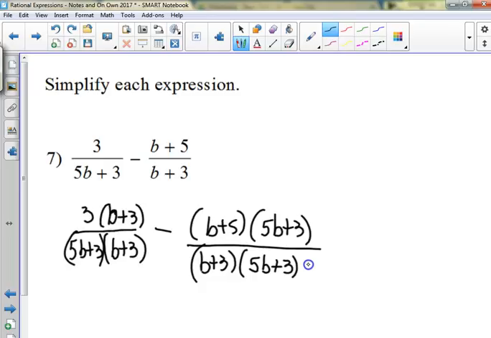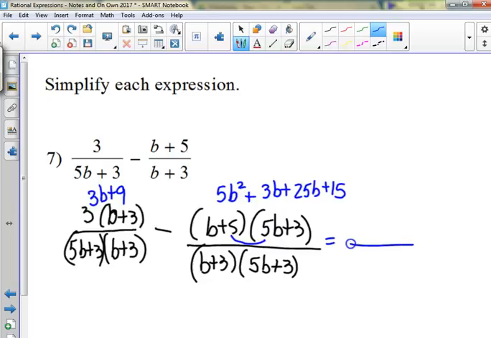When do you want to get rid of that negative? Do you want to FOIL this together first and then distribute the negative? If we FOIL this together, can I just do it right up here? We'll have 5b squared plus 3b plus 25b, right? Plus 15. And over here we'll have 3b plus 9. All right.